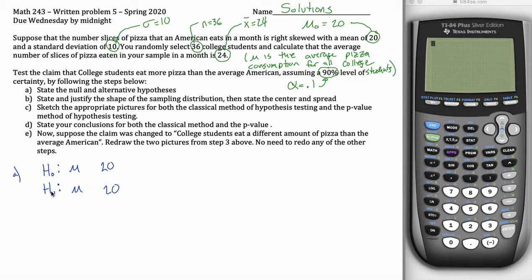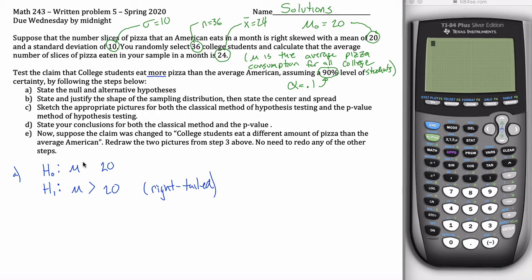And like I said, we'll start with the alternative hypothesis here. This is the claim that's being made. So the claim is, here it is, test the claim that college students eat more pizza than the average American. So that means there's a greater than sign here. That more corresponds with this greater than. That tells me it's a right-tailed test, although I don't need you to write that.